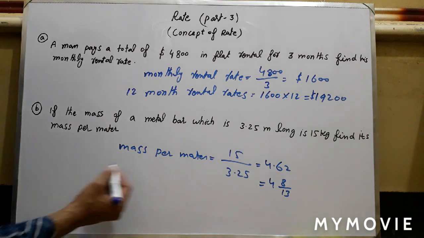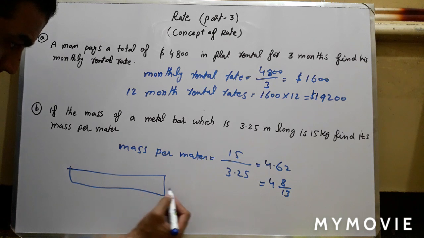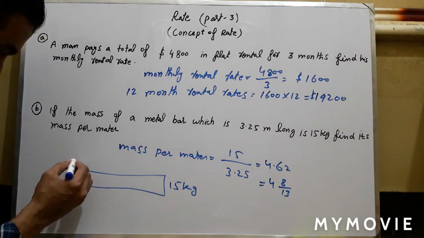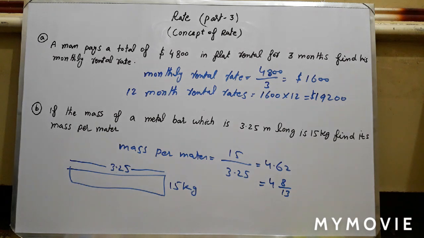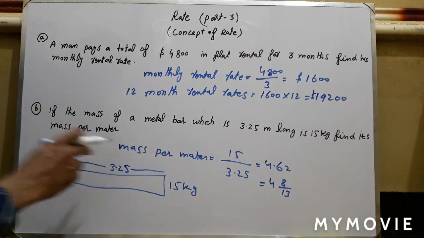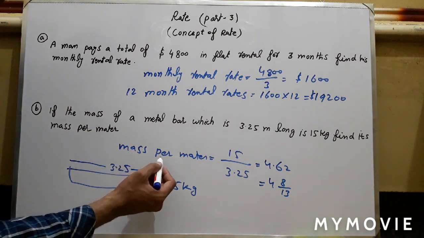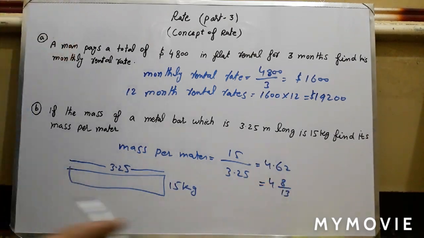That's your answer. That means 15 kg is the weight of this metal bar, and the length of this one is 3.25 meters. And you find out the mass per meter. The per meter mass, that's 4.62 kg per meter.